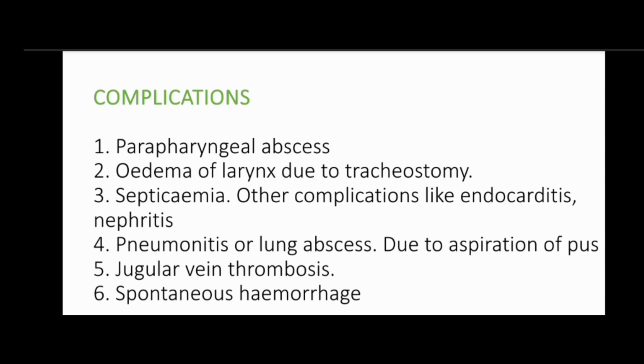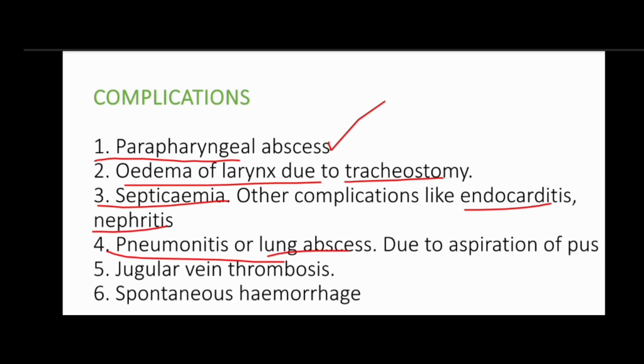And complications. If we don't treat that acute peritonsillar abscess, what will happen? That is parapharyngeal abscess. That means the abscess spreads to the parapharyngeal space and forms a parapharyngeal abscess. And edema of the larynx, and if we do any tracheostomy while doing this procedure, it leads to edema of the larynx, and septicemia like endocarditis, nephritis, and pneumonitis, lung abscess due to aspiration of the pus, and jugular vein thrombosis and spontaneous hemorrhage.